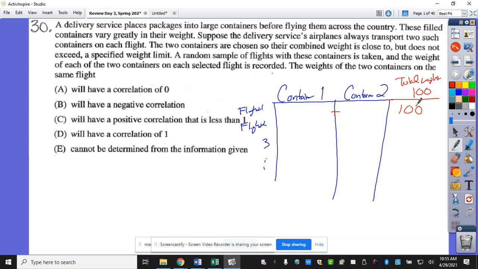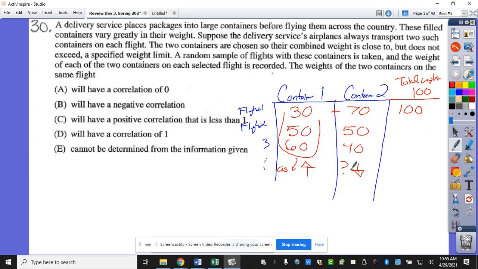All right, so if container 1 is 30, what's the most container 2 can be? If container 1 is 50, what's the most that container 2 can be? If container 1 is 60, what's the most that container 2 can be? So as these increase, these do what?